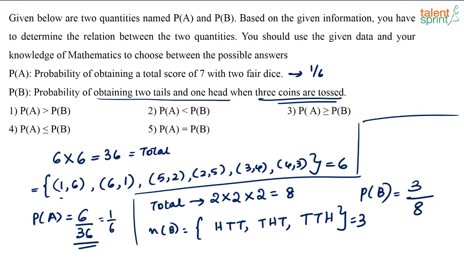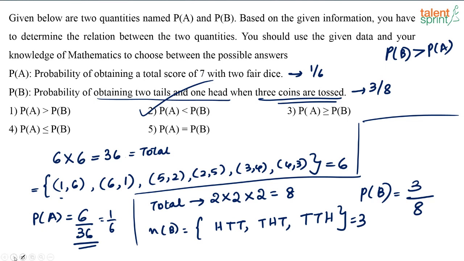So P of A is 1 by 6, P of B is 3 by 8. Which is bigger? P of B is definitely bigger than P of A, or P of B is greater than P of A, or I can say P of A is less than P of B. So mark 2 as your answer. I hope it's clear. Everybody got the correct answer?